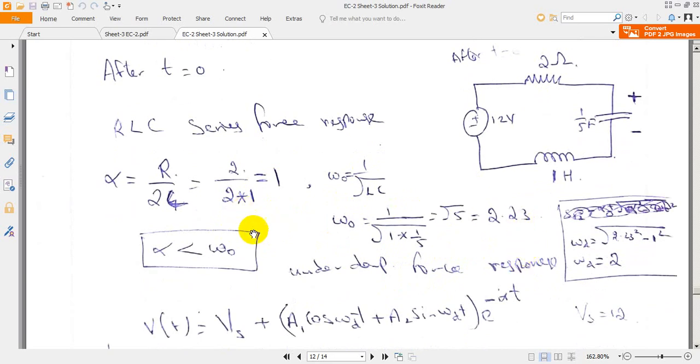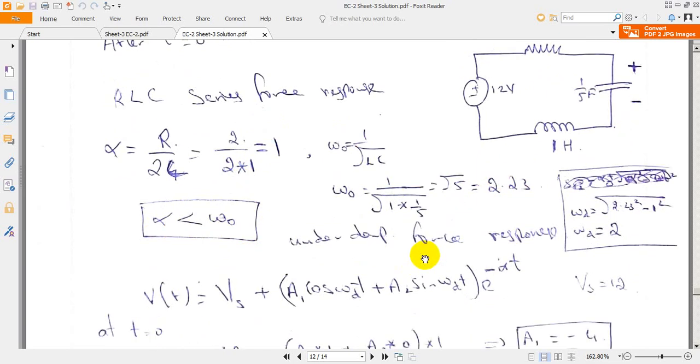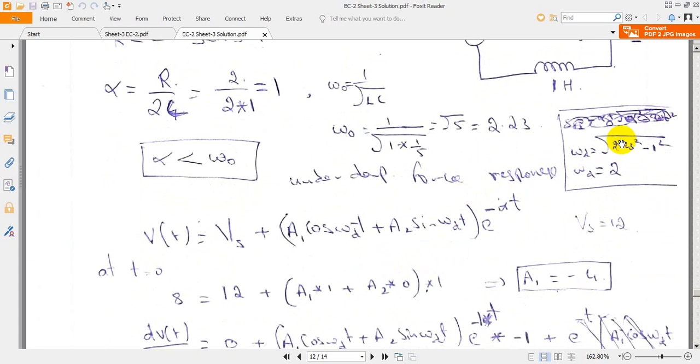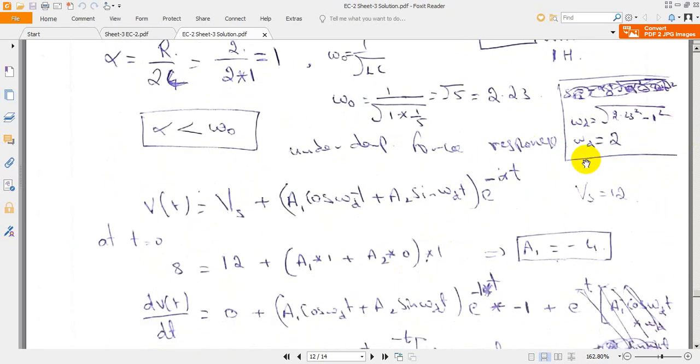If you observe, alpha value is less than omega naught. Alpha value is 1, omega naught value is 2.23. Alpha value is less than omega naught means it is under damped condition. When the system is under damped, we need to identify the omega d. Omega d is equal to square root of omega naught square minus alpha square. So if you evaluate this, you will get omega d is equal to 2.